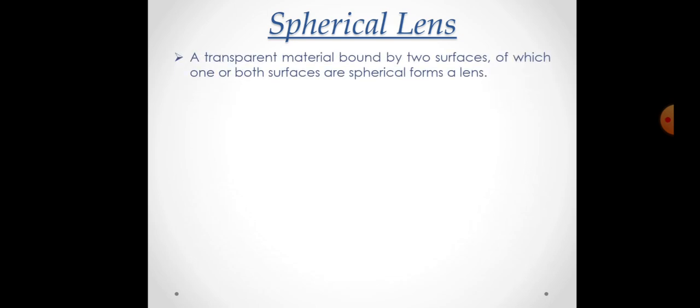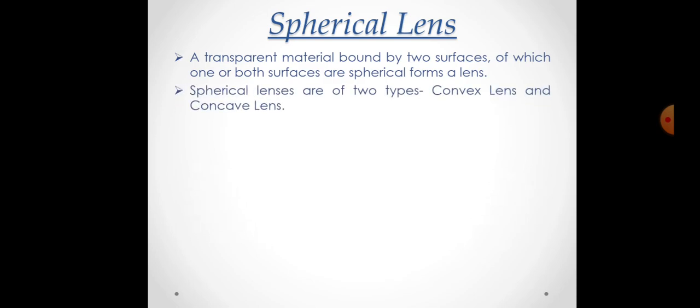Next is your spherical lens. What is a spherical lens? A transparent material bound by two surfaces, of which one or both are spherical, forms a lens. Clear? So a transparent material which has two surfaces, and either of these two surfaces is a part of a sphere, is called a spherical lens.